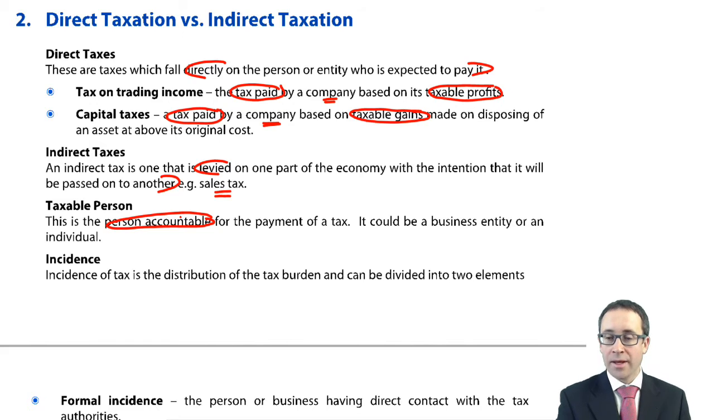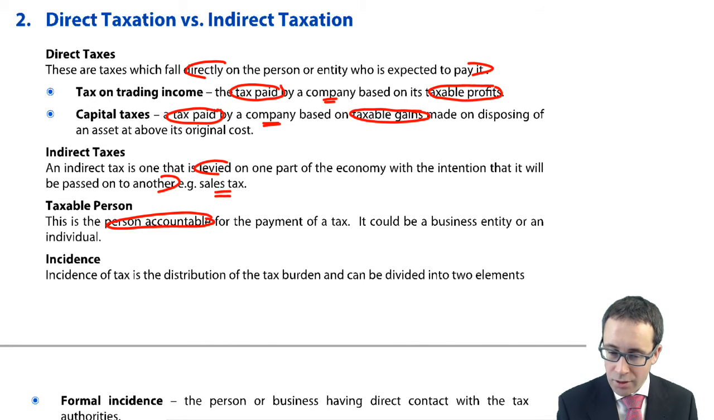Okay. Again, it could be a business, it could be an entity. But if you are generating profits, that company is the taxable person responsible for paying tax. If you generate a capital gain, that company again is the person that is responsible for paying the tax. Okay.